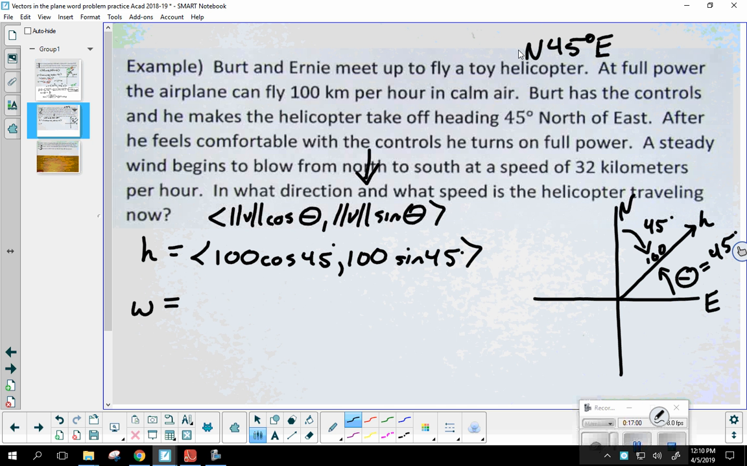Now the wind, it's going from north to south, which means it's actually blowing due north. So if it's blowing down, how fast is it going? 32 kilometers per hour. What do you think its component form is? 0, what? Oh, now be careful. 0.32 would have it going north. We would indicate it's going south by making it negative, because the only way to go down is to have that value as a negative.